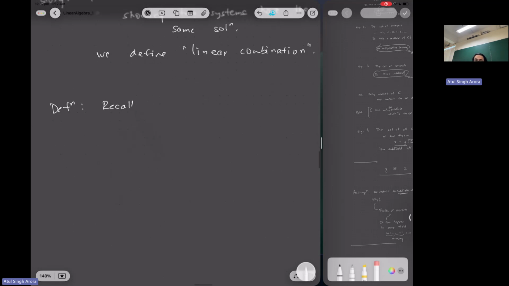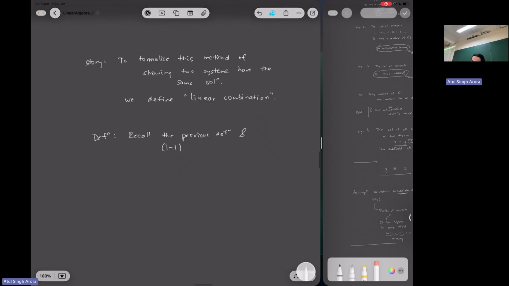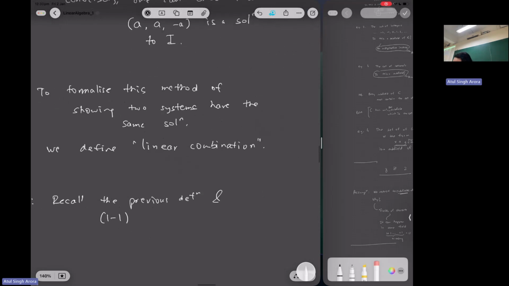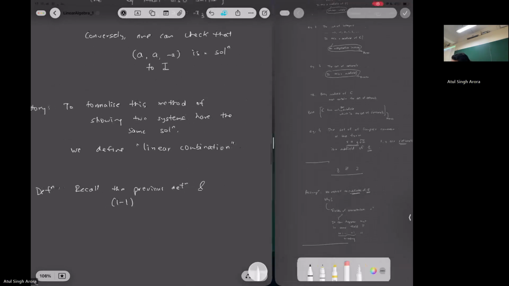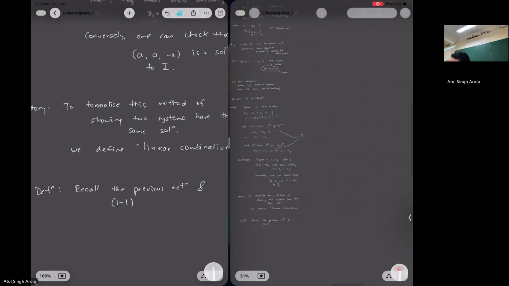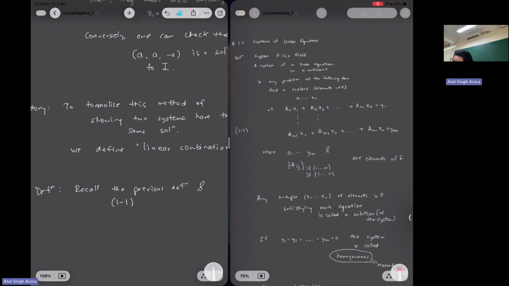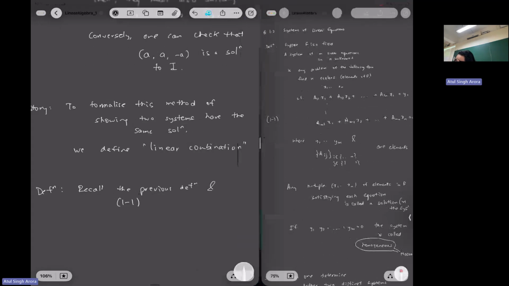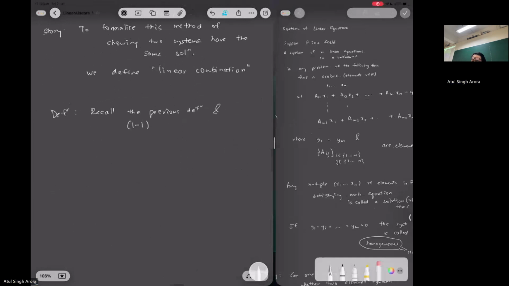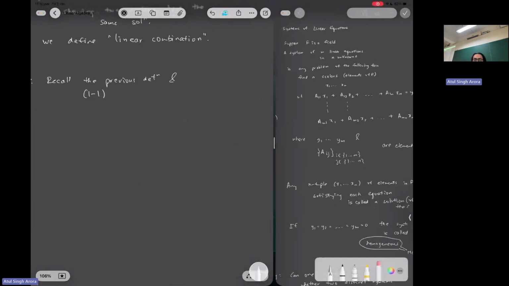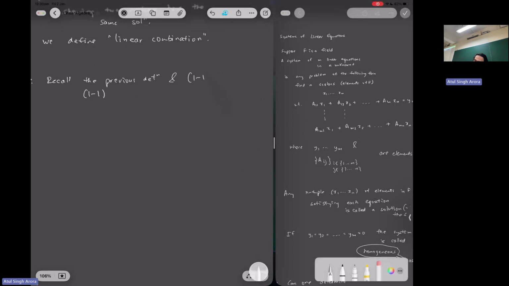So we recall what we had in the previous definition. So the previous definition meaning this thing, right? We had defined a system of equations. I'm just asking you to recall this system of equations, the definition over there, and the definition of 1 in particular.